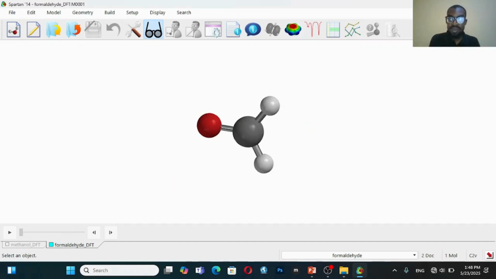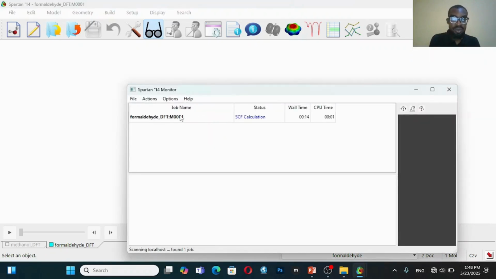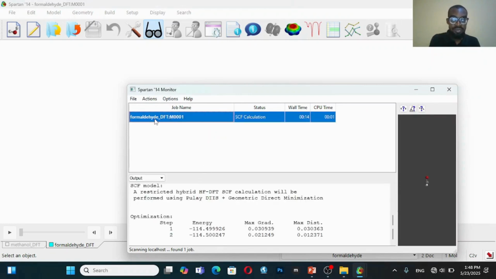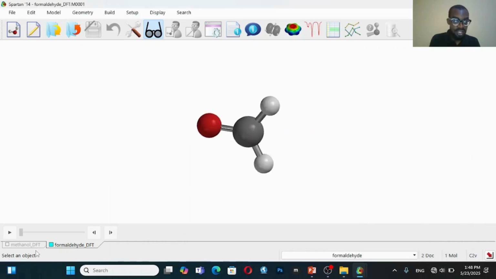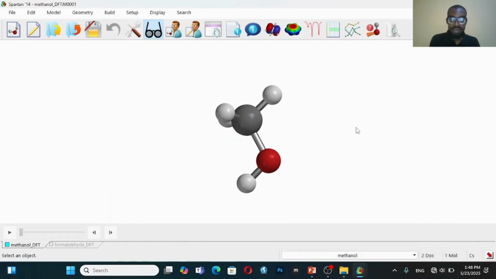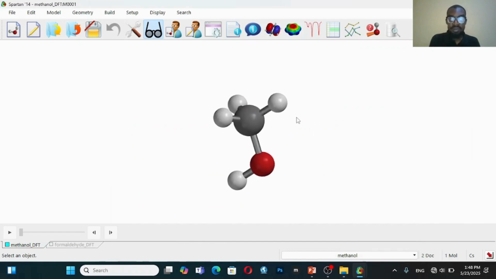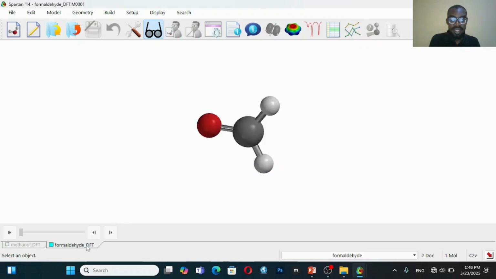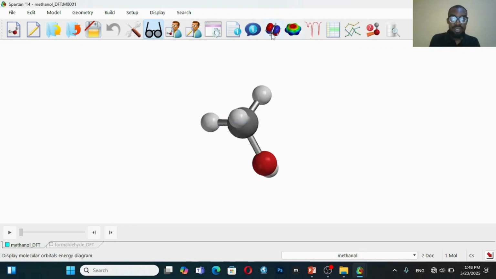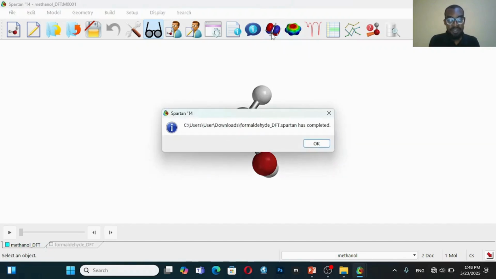Okay, now if you want to see if the process is ongoing, click on options and go to local monitor, and you see, okay, only formaldehyde is on. So let's save this. Now you can see this is methanol. Before we started, you would observe that this part was not checked, but once it's completed, you observe that these orbital energies are now activated.